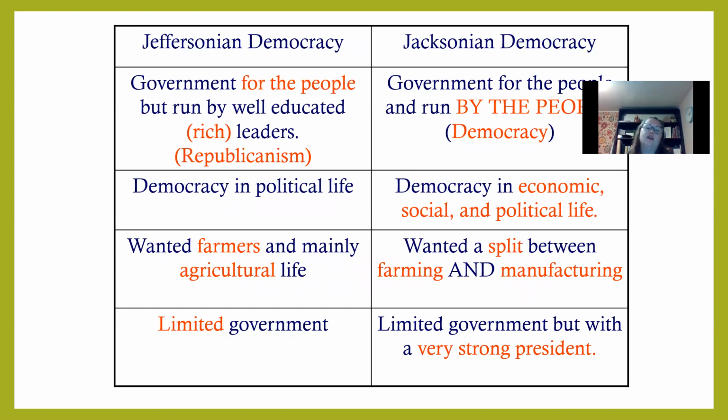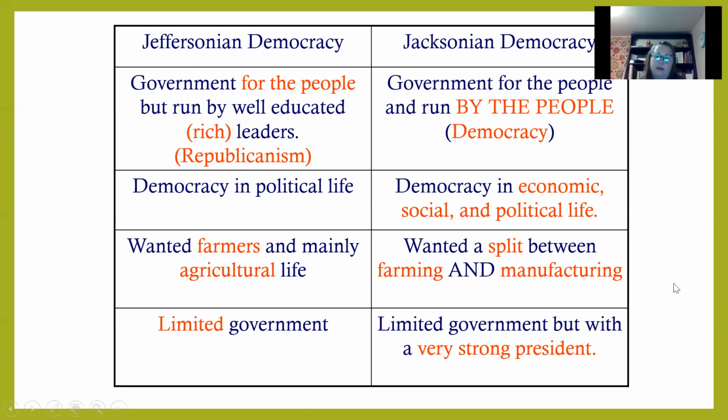So what's the difference between Jeffersonian democracy and Jacksonian democracy? Well, in Jeffersonian democracy, it's government for the people, but run by well-educated and rich leaders. Okay, this is republicanism. The Jacksonian democracy is government for the people and run by the people. So this is our current form of democracy, right? Jeffersonian democracy was about political life, while Jacksonian democracy encompasses most areas of life: economic, social, and political life.